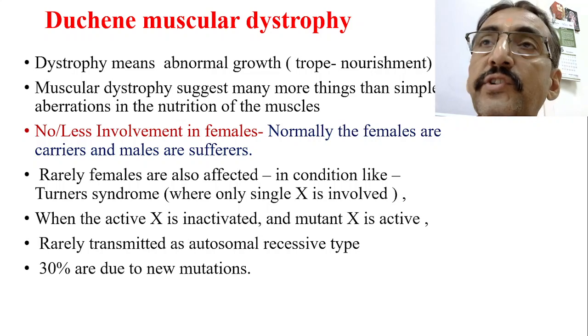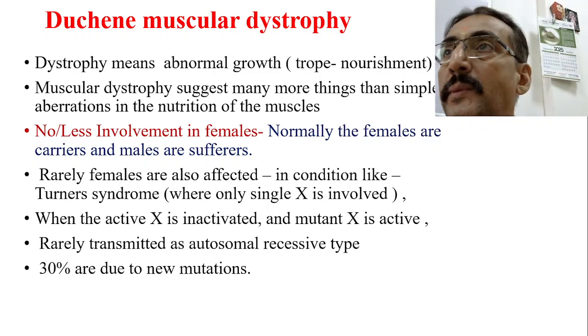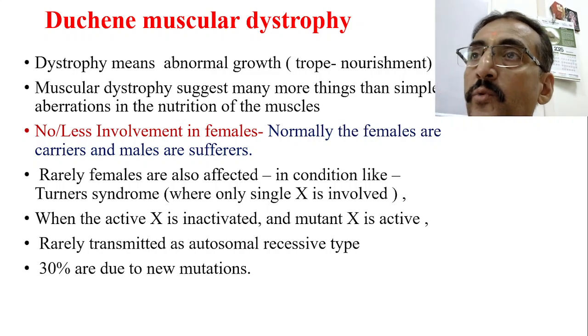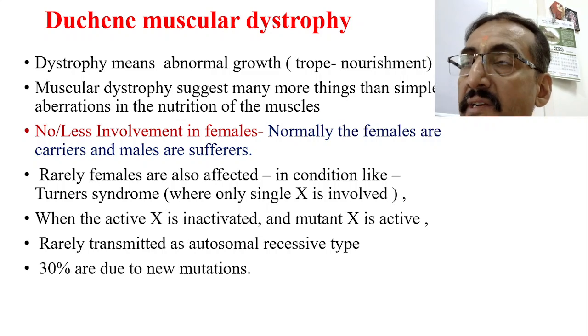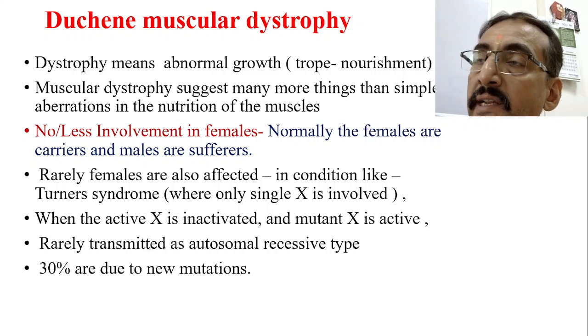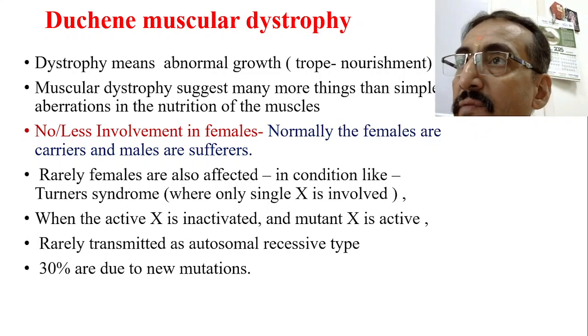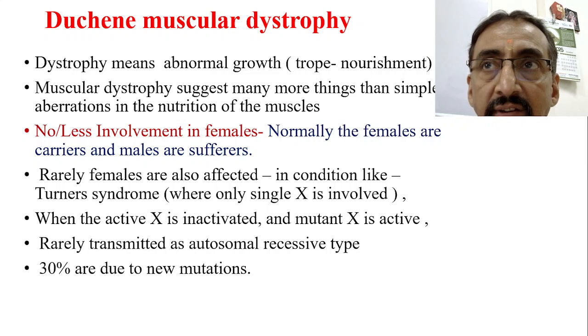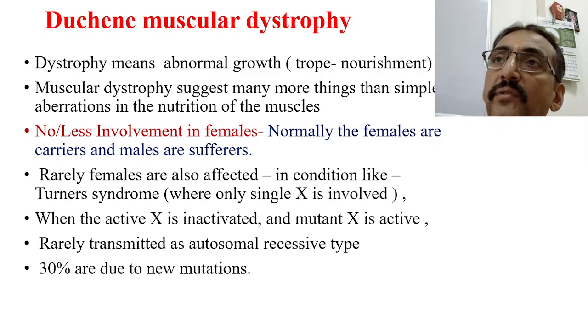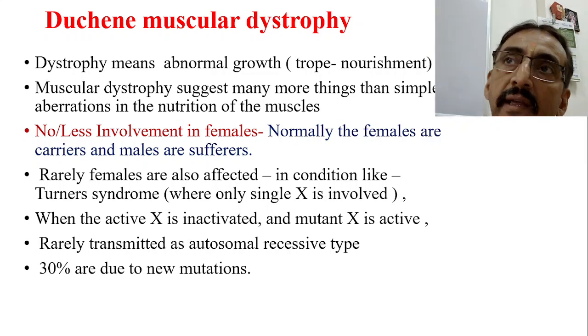30% are due to new mutation. This is because there is no problem in the previous generation. The problem only started in this generation. The dystrophin gene mutation started in this generation only. Then there is no question of male and female. Anybody can get affected, isn't it? So these are some possibilities where DMD and BMD can even occur in females.